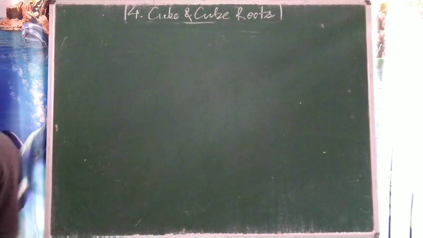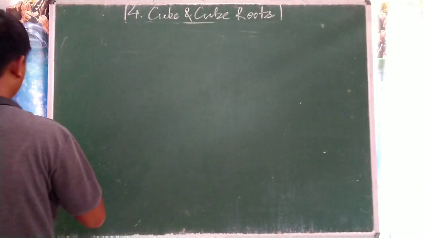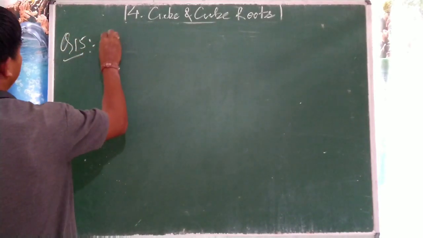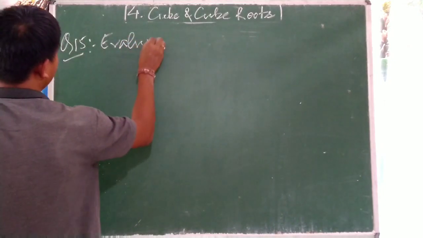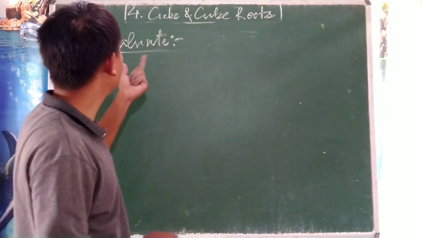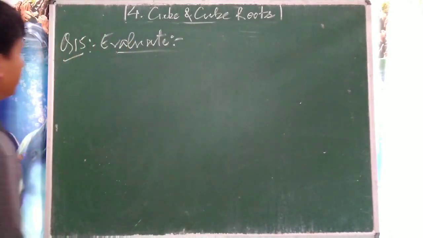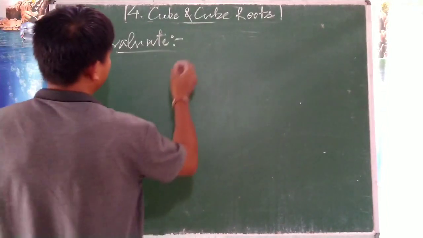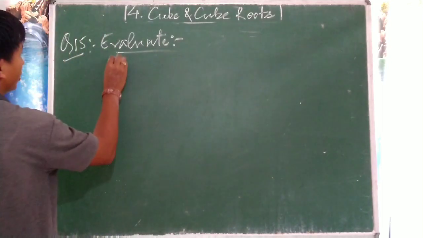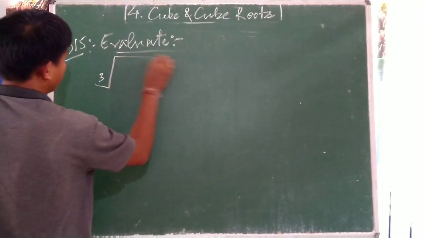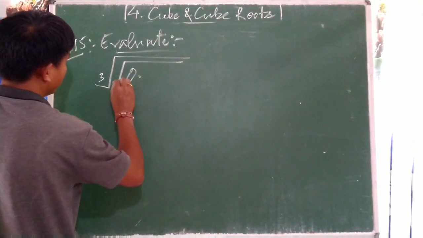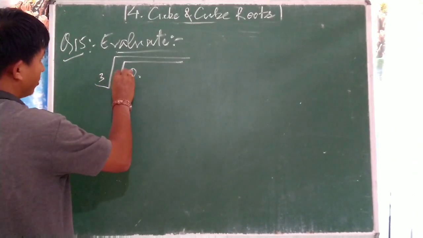Now exercise fourth, question number 15. We have to evaluate, since I already solved this question, I am doing some steps directly. So it's the 15th question. First of all, cube root, then after that this is square root.